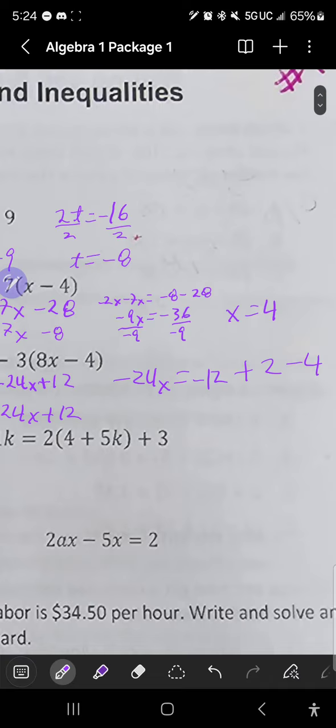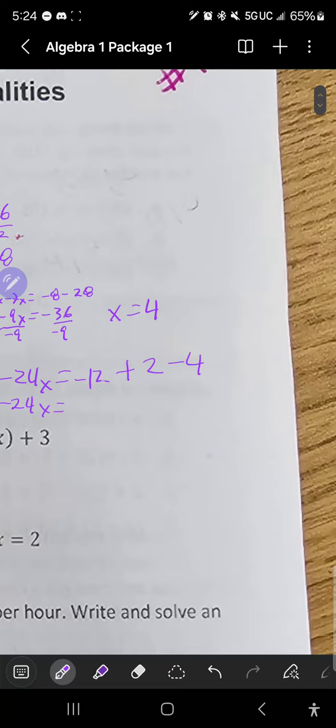So we combine the like terms and we get negative 24x equals negative 12 minus 4. Since they have the same sign, we just add them and keep the sign. It's going to be negative 16. Since we have plus 2, they are opposite, so we have 16 minus 2, which is 14. Since the 16 is negative, we're going to put negative 14, since the 16 equals negative 16.